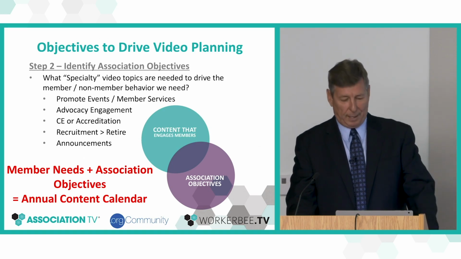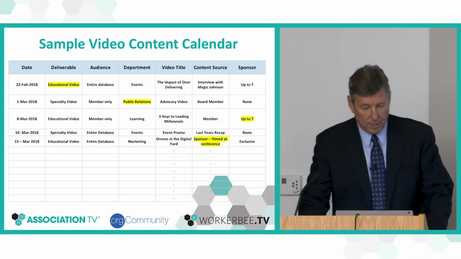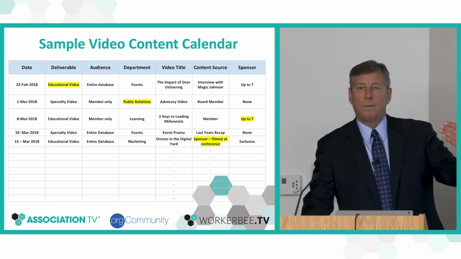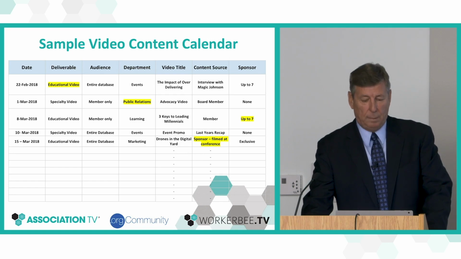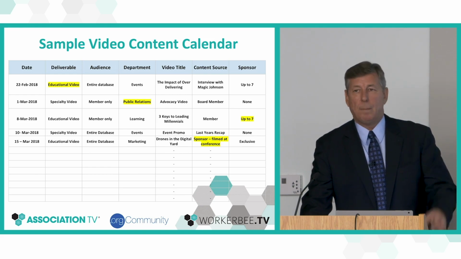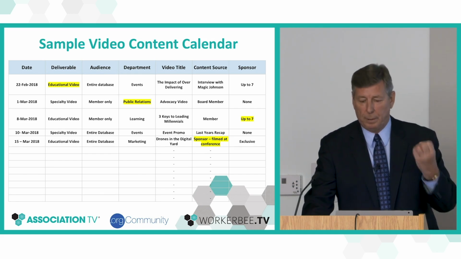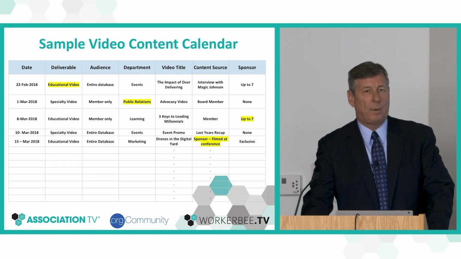Now we go to reality. But first we put this list together and we organize it and we say, what's the deliverable? Is it an education video? All of those ones for the association, we call those specialty videos. Who's the audience? It's everybody, members only, prospects, both. What department is driving this content? What's the title that's going to have the most impact in social media, newsletters, blog posts to pull people in? Who's the content source? And how am I paying for it?